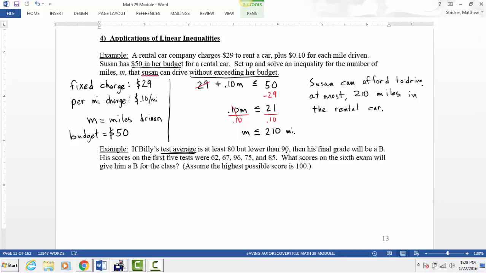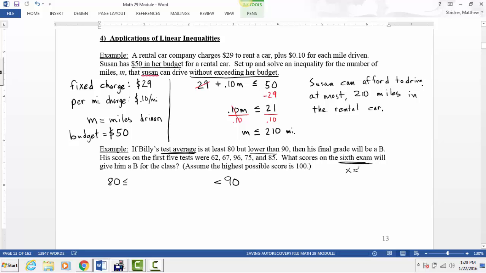So how are we going to treat this problem? For him to get a B, his score needs to be at least 80, so it needs to be greater than or equal to 80, but lower than 90, so that's less than 90. And we're basically averaging his 6 scores. We know 5 of them. We want to know what he'll get on his 6th exam. So let's call his 6th exam score X.